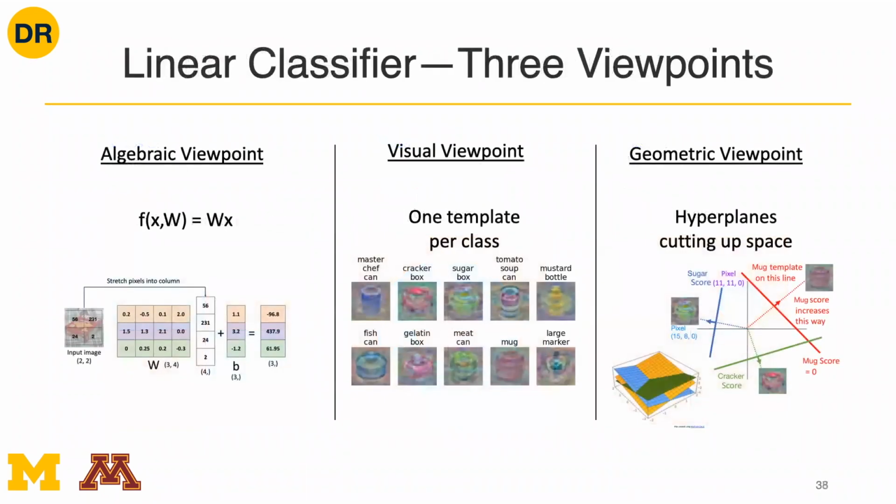So we saw the algebraic viewpoint. We talked about how we can manipulate the matrix multiplication to some extent. And then we were able to say, okay, you can also visualize the weights particular to each of the labels. And we also saw how this looks if you're thinking about it from a geometric viewpoint.